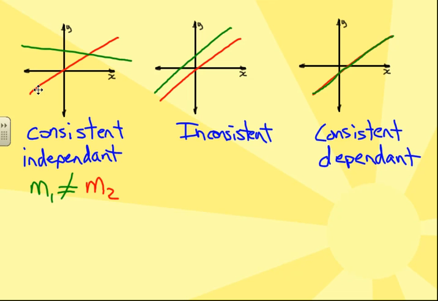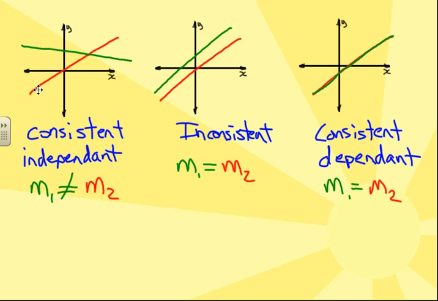At the next one, they're parallel lines. Now parallel lines always have the same slope. So the slope of the first line is exactly equal to the slope of the second line. And our last ones, since they are essentially the same line right over top of each other, the slope of the first line is exactly the same as the slope of the second line. So if you have a different slope on your two lines, you have a consistent independent system. Otherwise, you have one of the other two, either inconsistent or consistent dependent.